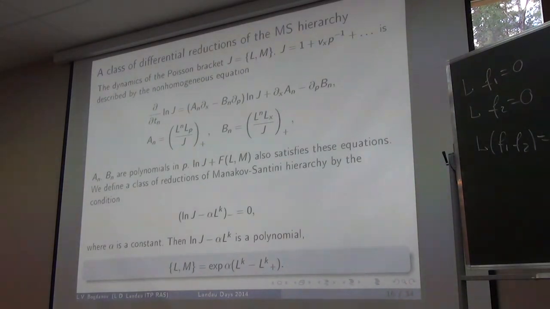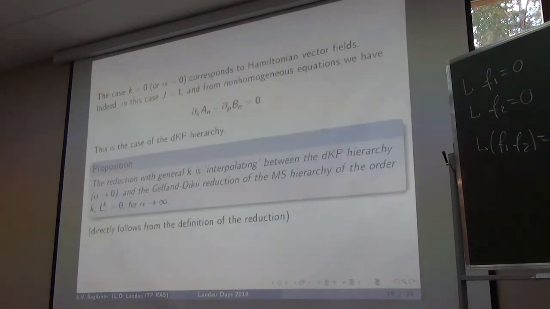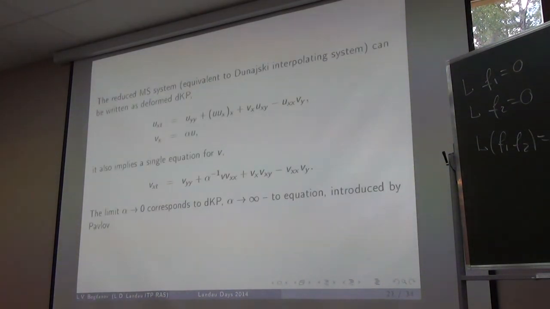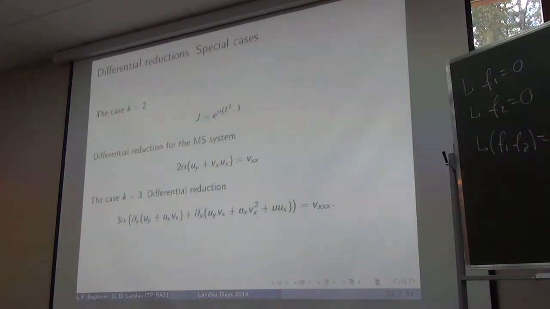And you have higher reductions, and I'll show you how they look explicitly. So, okay, here it's a second order reduction, a differential relation like this. This is a third order reduction. And what is the reduction? You write one equation for two variables. No, it's an addition to Manakov-Santini. So Manakov-Santini is a system for two functions. This is an addition. And this is a reduction.